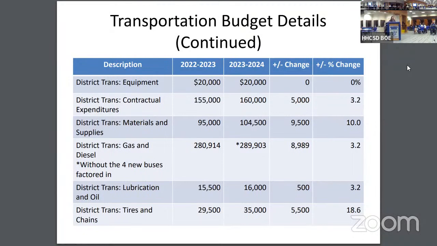My contractual expenditures is increased by $5,000. I'm seeing increases in my rental for our two-way radios on the buses, and also some of our other little things that we have contracts with. Right, that's a 3.2% increase.